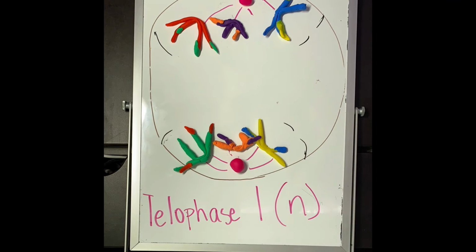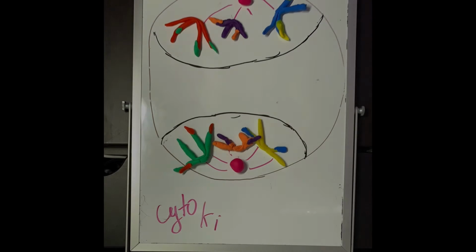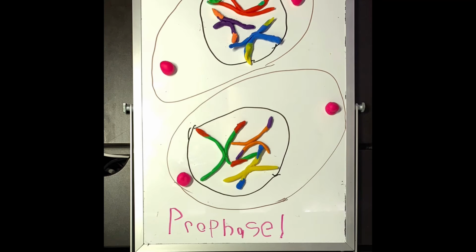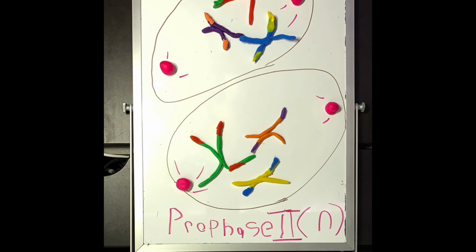During telophase 1, 2 new nuclei form. In cytokinesis, 2 new smaller cells are formed, both with their own nuclei, but they are now haploid, which means they have 1 copy of each chromosome. PMAT repeats, and in prophase 2, the nuclear membrane dissolves and spindle fibers form. However, crossing over and genetic recombination don't occur again.